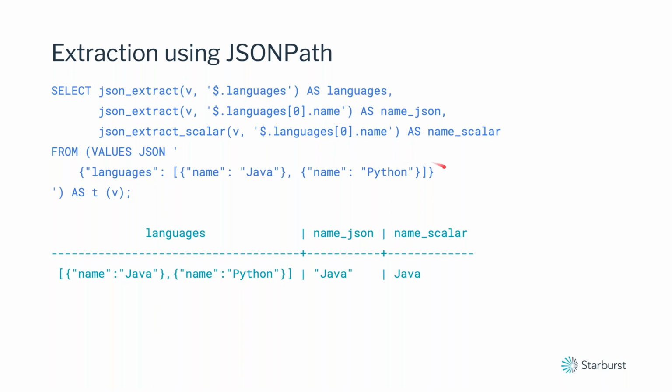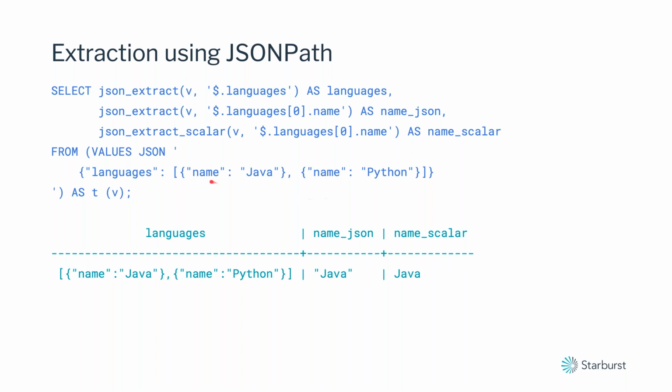The value of that is an array, and inside of that array are map elements, both of which have a name key. So if we just say extract the languages field from the map, then we get the inner array that has the two maps inside. Or if we say extract languages, then extract the first element from the array, and then extract the name, we get the string Java, because that's the name field from the first element in the array.